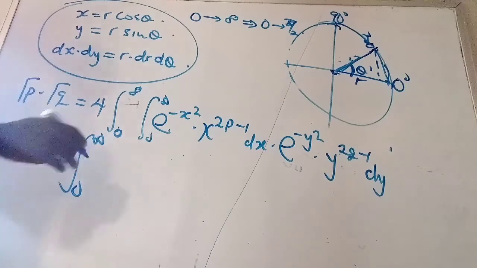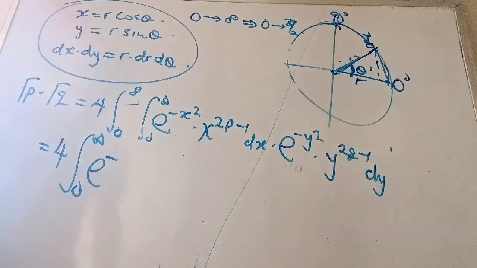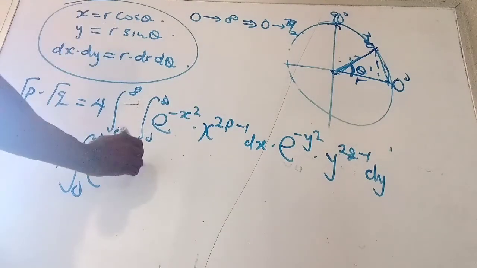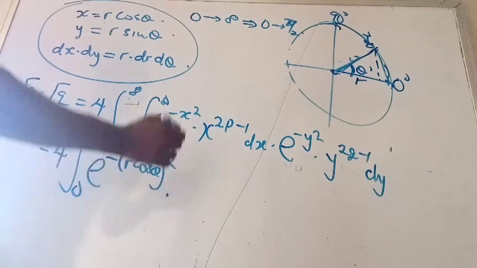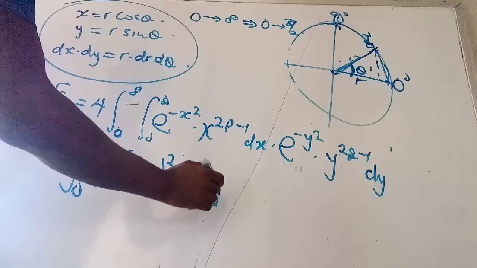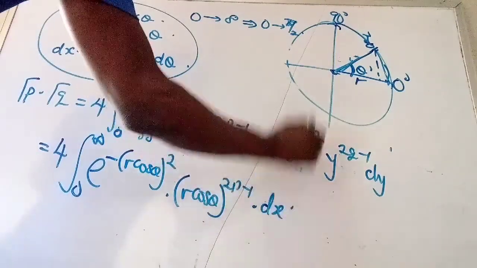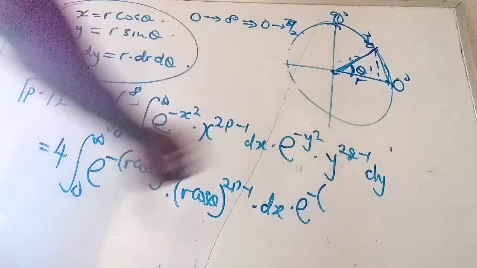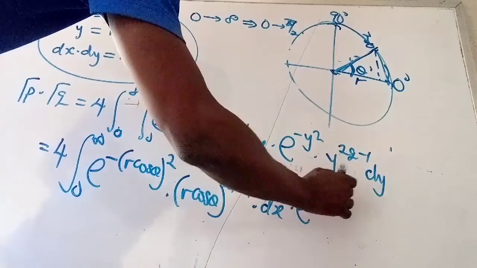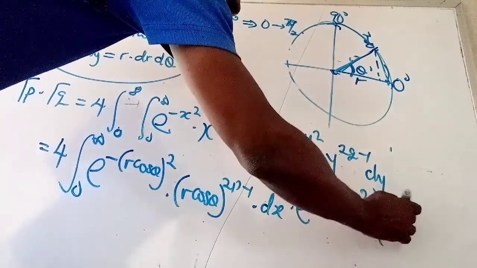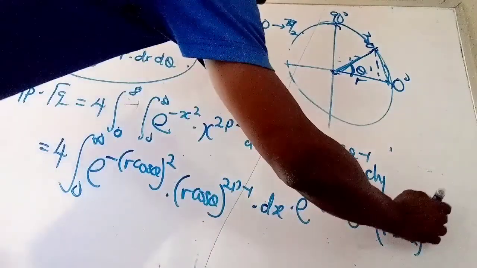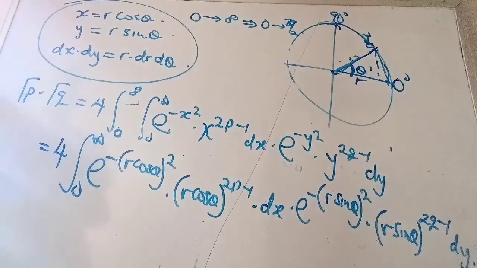So I will now have 4 integral 0 to infinity, then e to the negative, instead of writing x, that will be r cos theta raised to the power 2, times r cos theta raised to the power 2p minus 1, multiplied by dx, then multiplied by e to the negative, instead of writing y, I will write r sine theta raised to the power 2, times r sine theta raised to the power 2q minus 1 dy. All right, that would be 4 integral 0 to infinity.